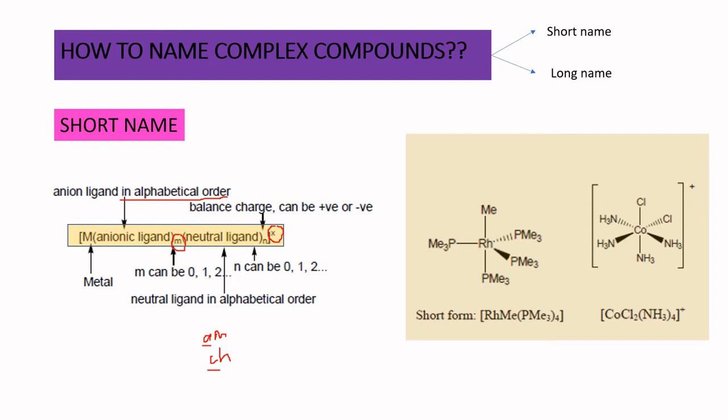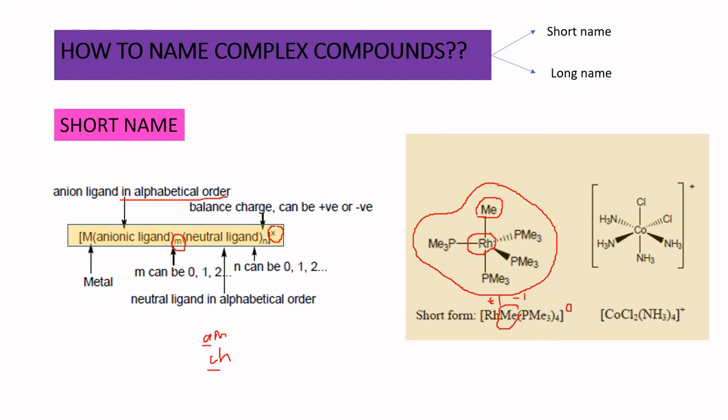Okay, for example, this is an example of a complex. The short form of this complex has rhenium, Re, which is the metal. And then you have the anionic ligand, which is the methyl. Then followed by the neutral ligand here, which is trimethylphosphine. There are 4 of it here. Now this rhenium is actually +1, and methyl is -1, so your total charge here is 0. That's why you don't see any charge up here, and also no counter ion outside of the coordination sphere.